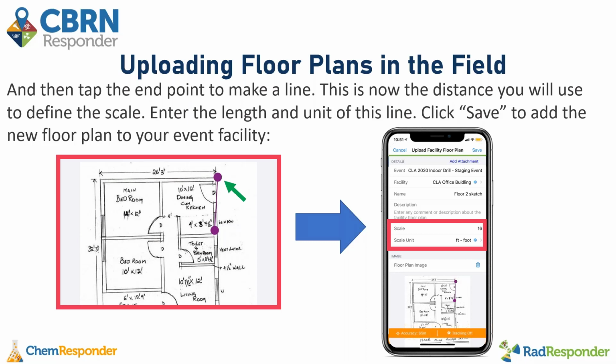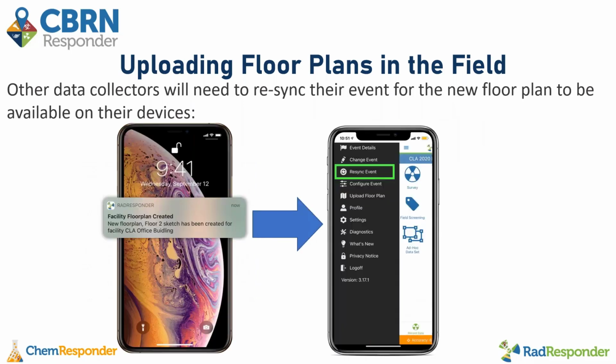And from that Upload Facility Floor Plan Details page, I'm going to enter the length and the unit of this line. So here I am saying that this is 16 feet, which you can see here with the scale and scale unit. Once I click Save, I will now have this new floor plan on my event. If you have your push notifications enabled, other data collectors will get a notification letting them know that a new floor plan has been added.